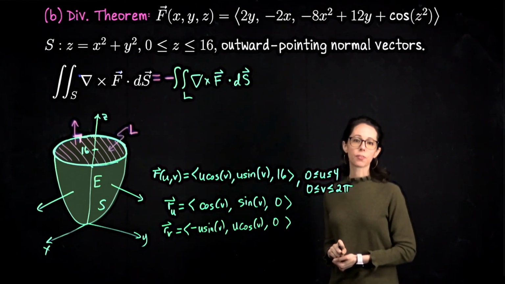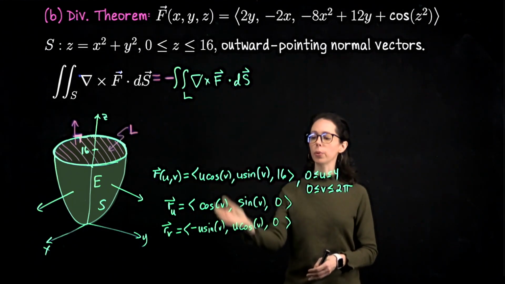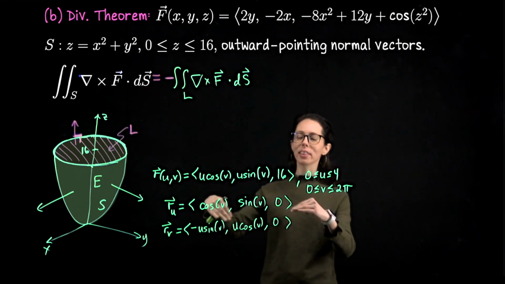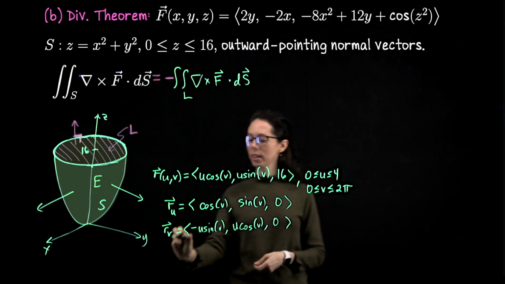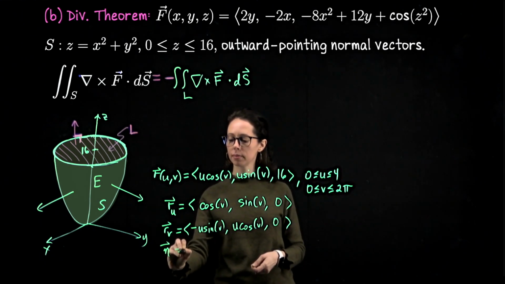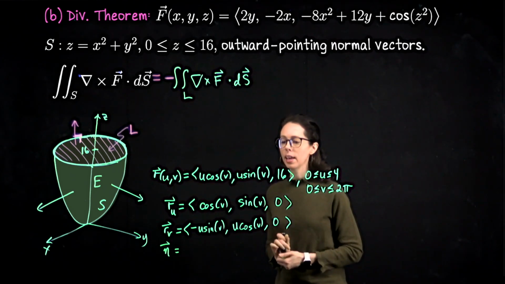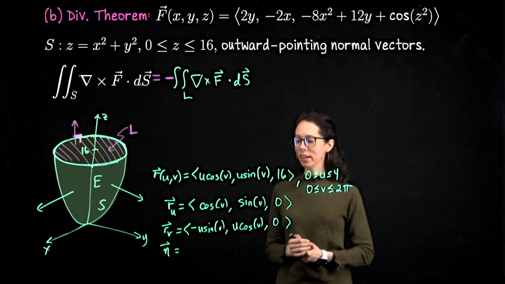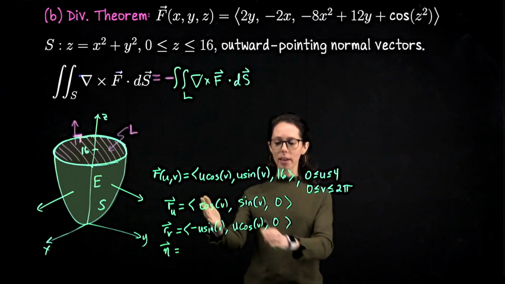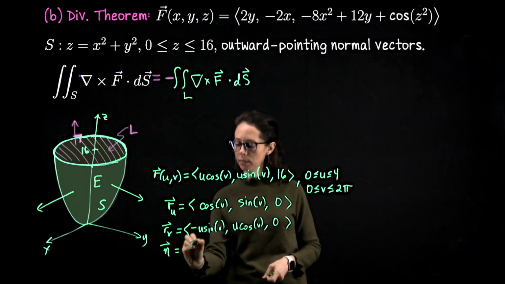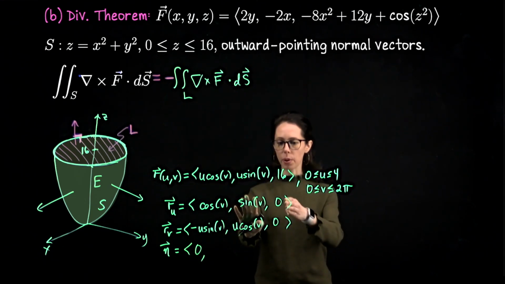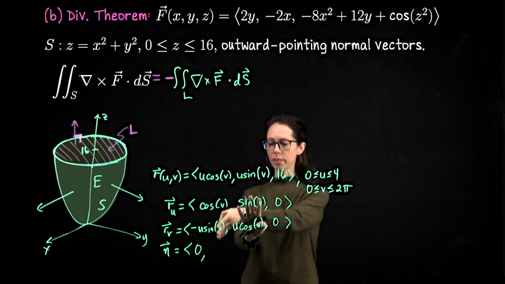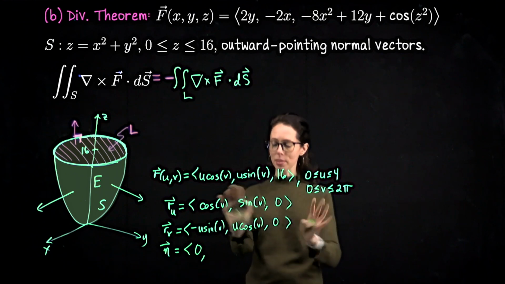When you're doing these flux integrals where you write down r sub u and r sub v and cross them, I always recommend stacking them like this so that you're ready to go with the cross product. Let me call that vector n. Cross these, the first 2 components I know are going to be 0, but let's just verify it. So the first component is sine times 0 minus u cosine times 0, so that's 0. Second component is 0 times negative u sine v minus cosine v times 0, 0.